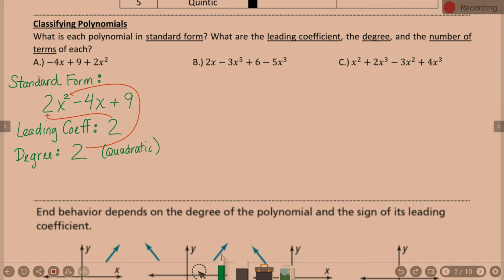And what else am I forgetting? Number of terms. How many terms are there? 3. There's 3 terms added or subtracted together, yes? What is that in words? If you go to that chart above, when there's 3 terms, it is a trinomial.